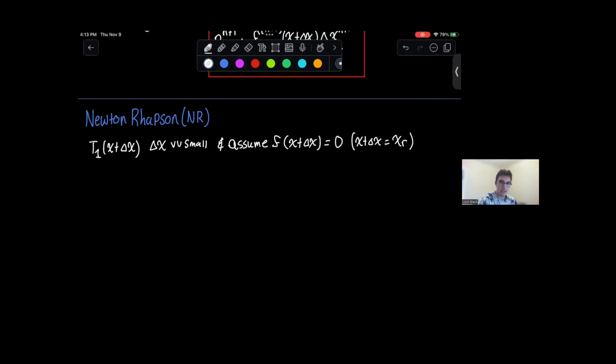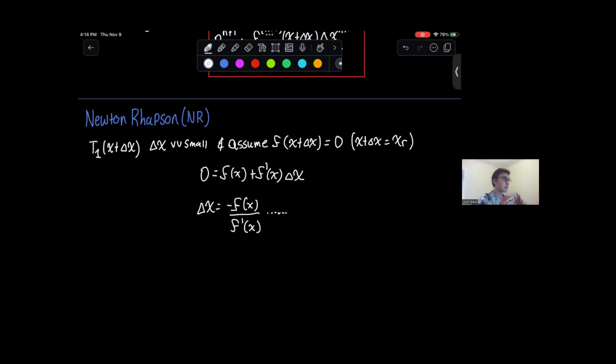Now, let's write out the first order Taylor series of that. Our first order Taylor series is equal to 0, because we said f of x plus delta x is equal to 0, which we said is also our Taylor series. That is equal to, well, we just wrote it out, f of x plus f prime of x multiplied by delta x. Now let's solve for delta x. Delta x is equal to negative f of x divided by f prime of x.